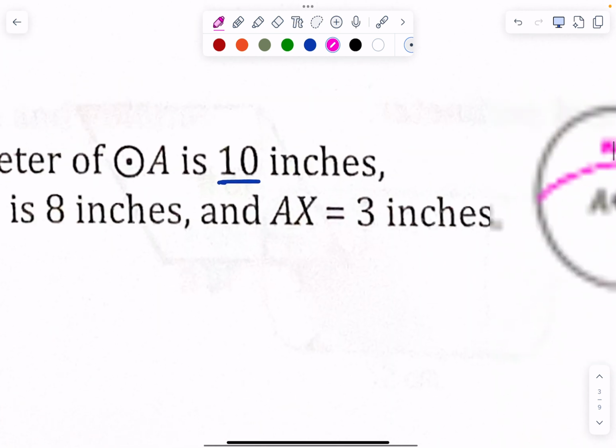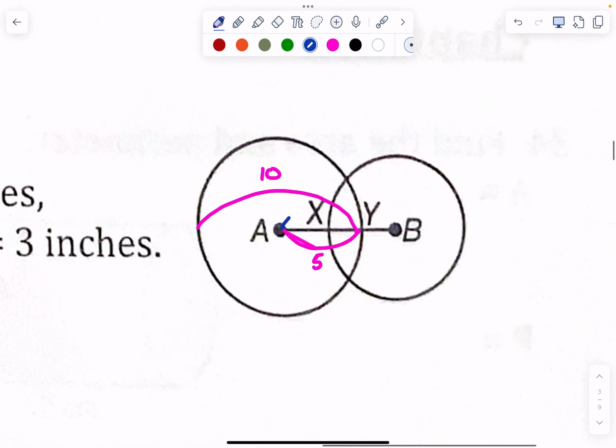The diameter of B is 8. So this whole thing is 8, which means that this guy from here to here is 4. You see that? Now I have all my things overlapping.